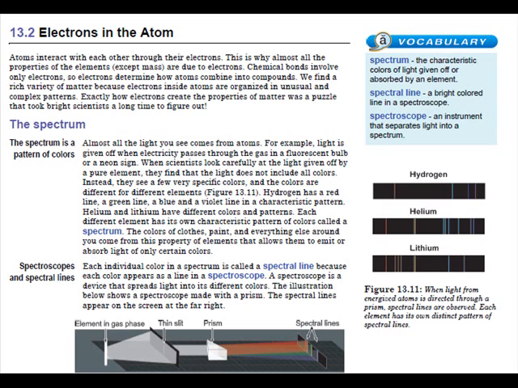Each individual color in a spectrum is called a spectral line because each color appears in a line in a spectroscope. A spectroscope is a device that spreads light into different colors. The illustration below shows the spectroscope made with a prism. The spectral lines appear in the screen at the far right.